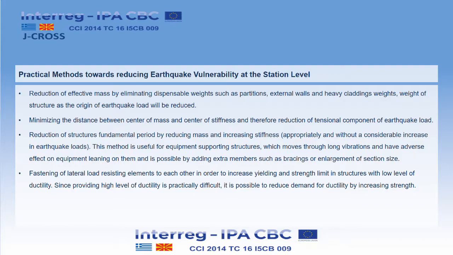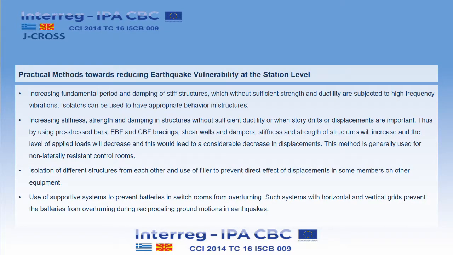by increasing strength. Increasing fundamental period and damping of stiff structures, which without sufficient strength and ductility are subjected to high-frequency vibrations. Isolators can be used to have appropriate behavior in structures.